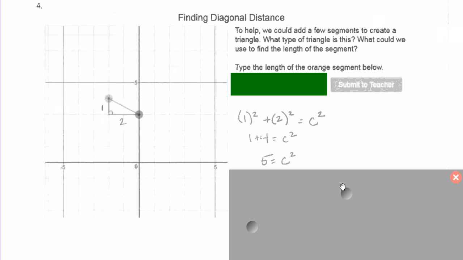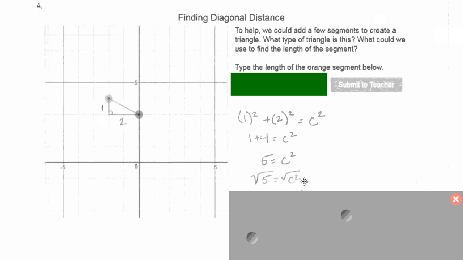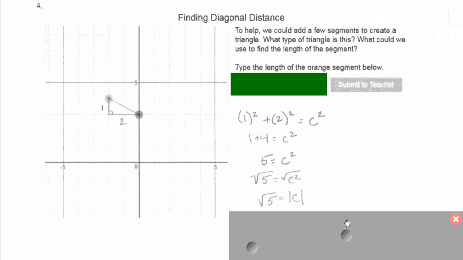I want to find the length of C, though. How do we undo something that's squared? We take the square root of each side. And again, remember the square root of C squared is the absolute value of C. And then we ask ourselves, is 5 a perfect square? Does it have any perfect square factors? If so, we're going to simplify. If not, we're going to leave as is. Well, 5 is not a perfect square, nor does it have any perfect square factors. So we're going to leave our distance here being the square root of 5.